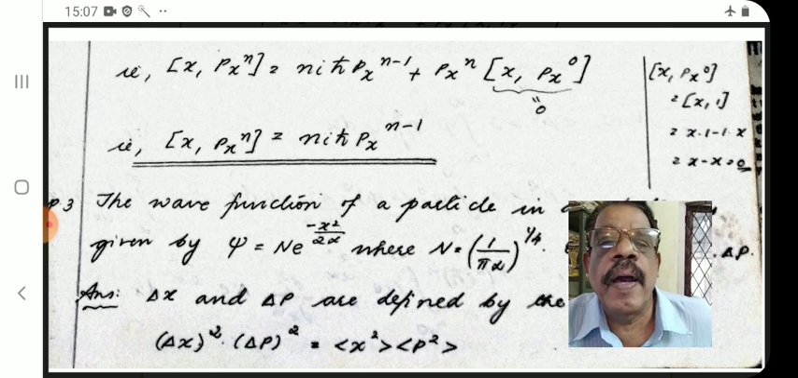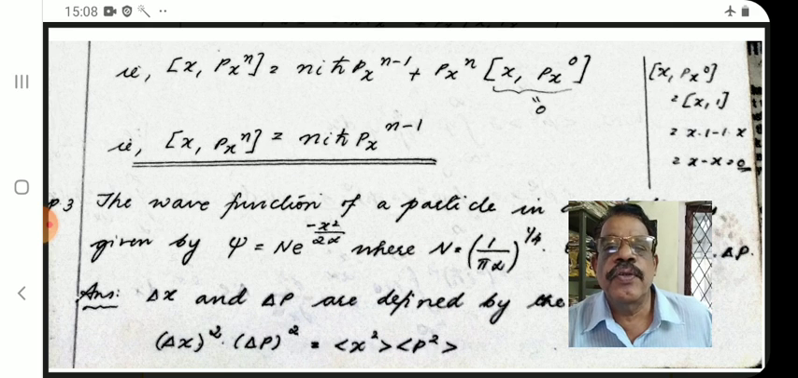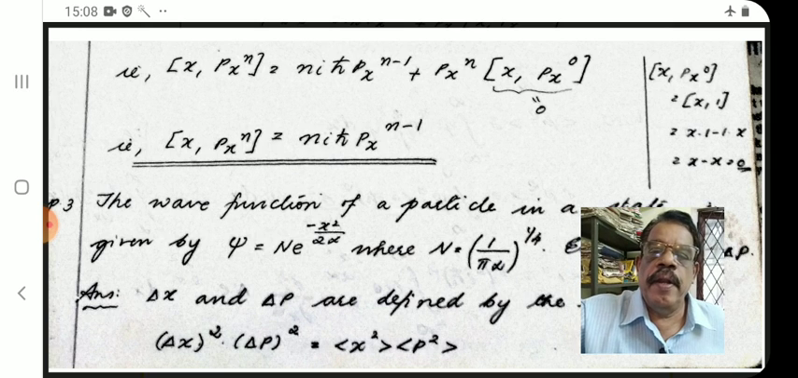Because you look in the right margin, [x, p^0]. Any number raised to 0 is 1. That is the commutator [x, 1], that is x into 1 minus 1 into x, ab minus ba. That we get as 0. So, in the question, I have written there 0. [x, p^0] commutator is 0. So, that term vanishes. So, we get [x, p^n] commutator is equal to n iħ p^(n-1).